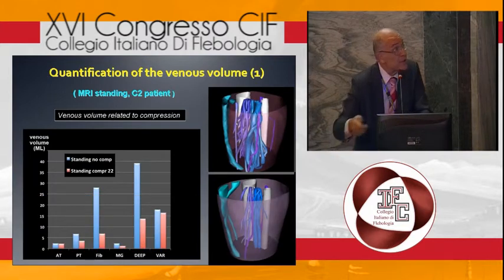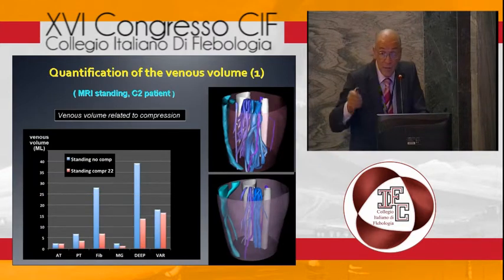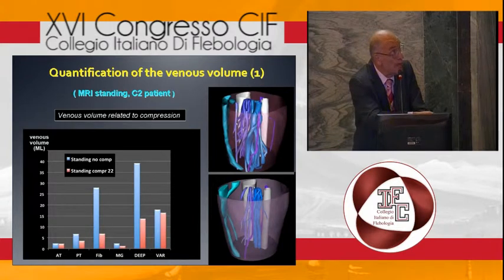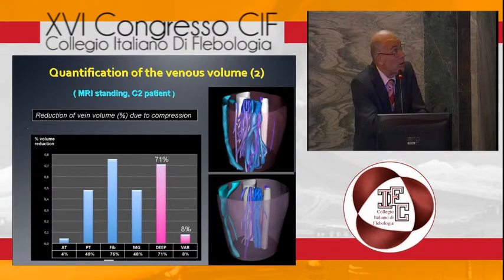What is the big advantage? The big advantage is to quantify. We can quantify each of these veins, that is the volume of the vein, and this makes it possible to compare the standing position with no compression with the standing position with this stocking, in red. You can see on the bar and the figure that it is mostly in the deep system, that is in the fibular and the posterior tibial veins, that you have a reduction of volume, but in the varicose veins you have a very, very small difference. You remember the figures. More obviously, you can explain the reduction of vein volume in a person due to compression.